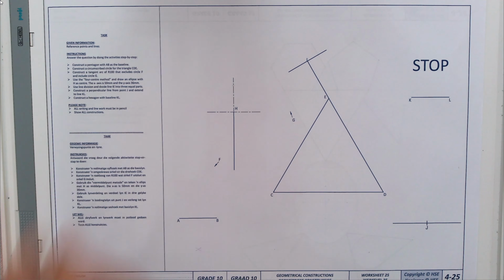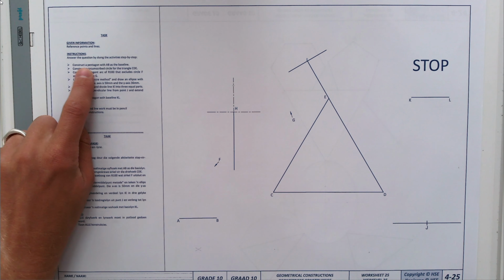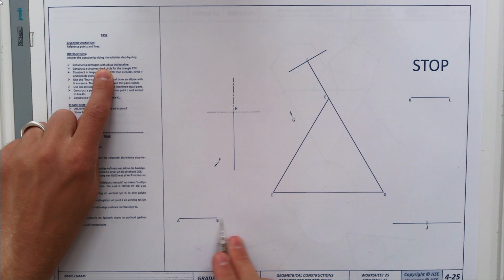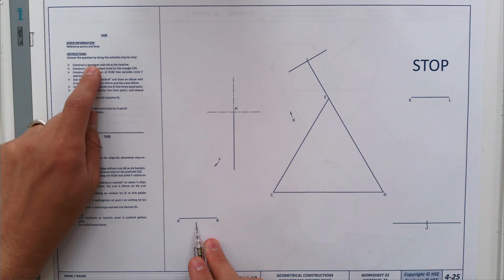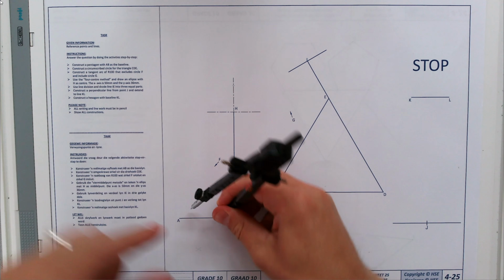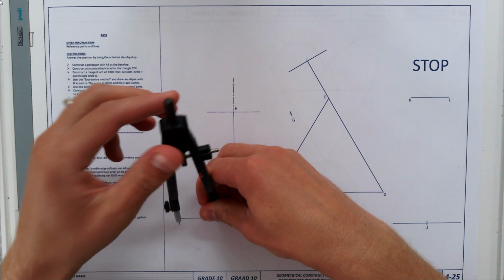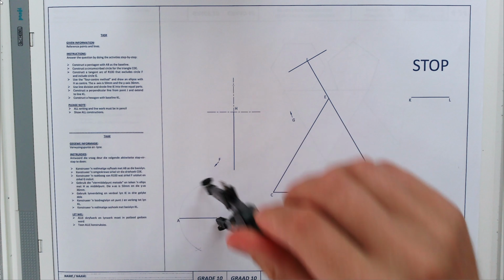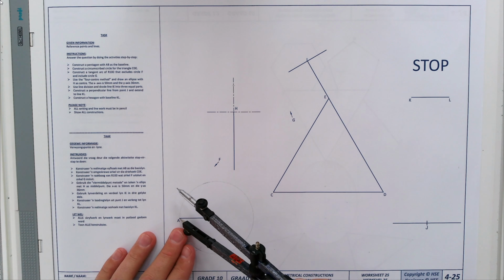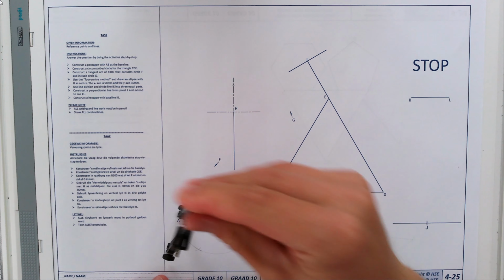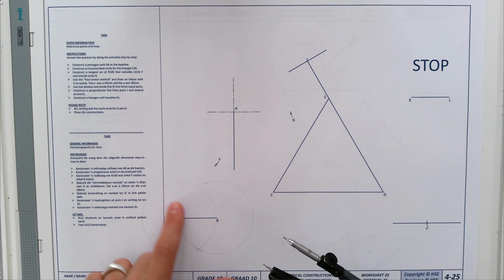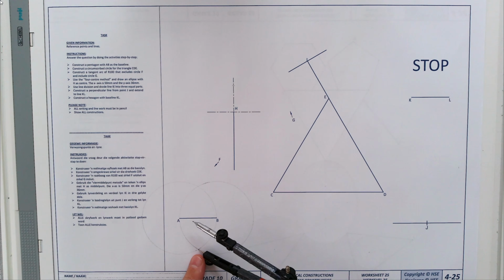So let's start with our first instruction. Construct a pentagon at AB as the baseline. This is the baseline AB. We need to construct a pentagon. So you're going to take your compass. You're going to put your sharp point at B. You're going to take the lead to A. Draw a light circle. Put your sharp point at A, lead to B. Light circle.